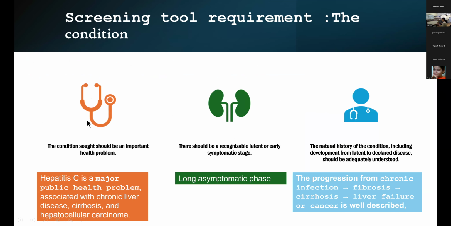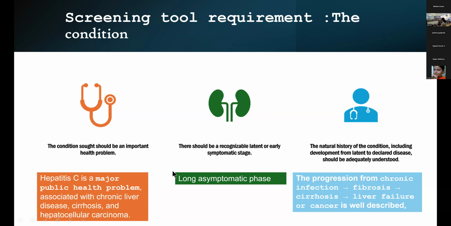So now, coming back to the Wilson's criteria, the screening tool requirements. I've sort of categorized them as the condition, the test, etc. For the condition itself, that means the disease, what are the requirements? The condition sought should be an important health problem. So yes, hepatitis C is an important health problem. There should be a recognizable latent or early symptomatic stage. And the natural history of the condition, including development from latent to declared disease, should be adequately understood. I'll explain in the next few slides why that's important.